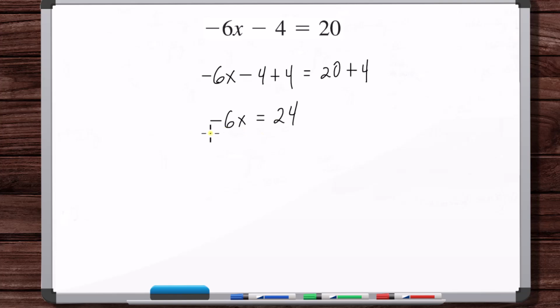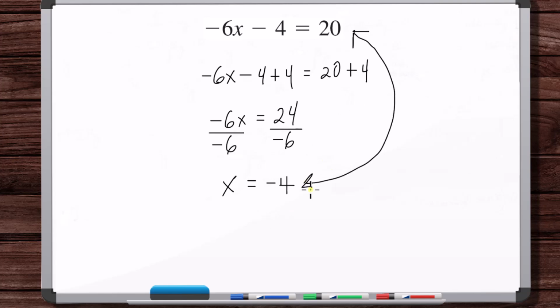Now if we want a coefficient of 1 in front of the x, we can divide both sides by -6. And -6 divided by -6 is positive 1. So we're left with x equals -4, since 24 divided by -6 is -4. Okay, so there we go. We haven't changed the equation at all. This equation is equivalent to the original equation. This is still just an equation here. Since they're equivalent, the solutions to this equation are the exact same as the solutions to the original equation, which is what we're trying to figure out.